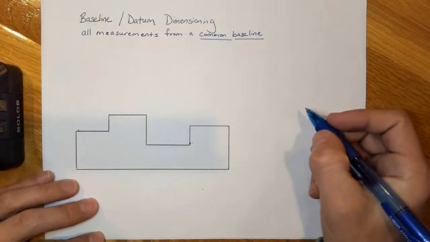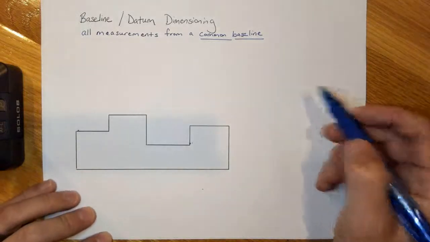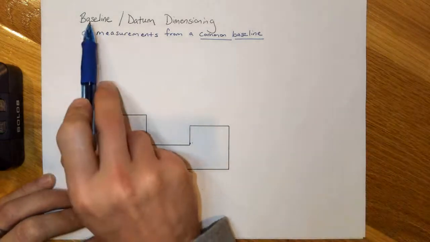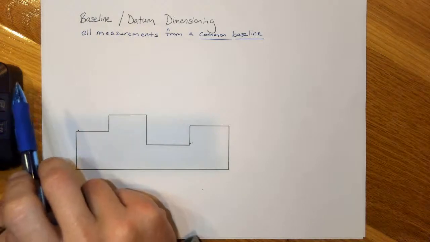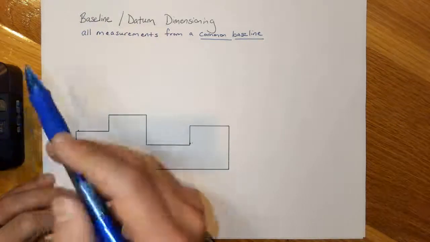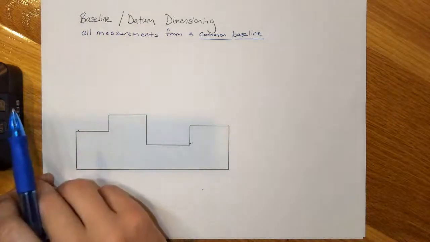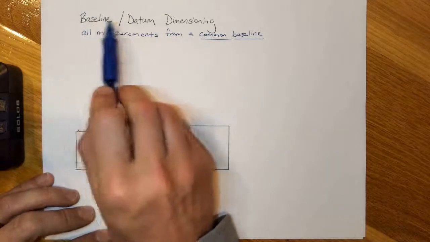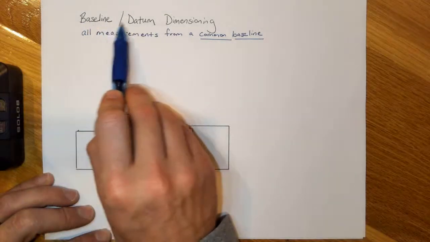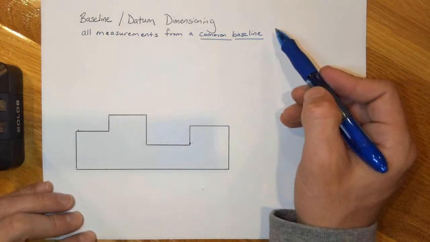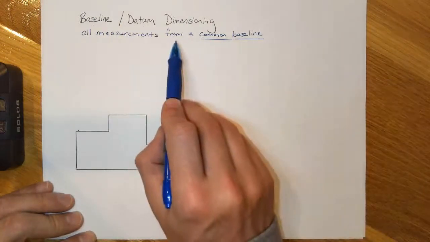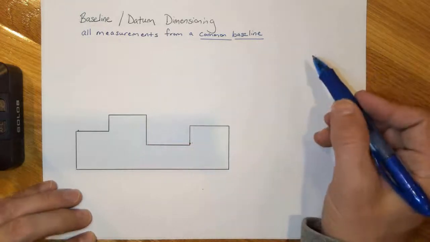Okay, this is just to clear up baseline dimensioning. First, you need to know that baseline and datum are the same type of dimensioning. Two different words that are going to be used depending on the context or who's stating it. They mean the exact same thing, baseline or datum dimensioning. This type of dimensioning means that all of our measurements are going to be from a common baseline.